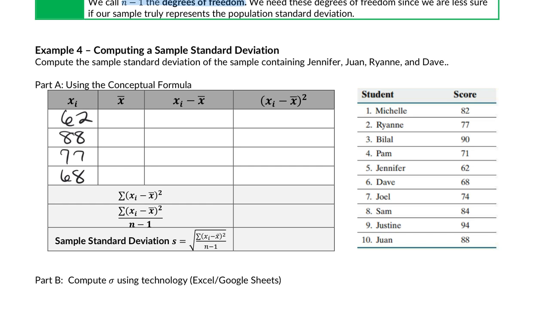Okay, we need to calculate the x bar for this data. So if I come over here to the side and calculate, x bar will be 62 plus 88 plus 77 plus 68, all divided by 4. That's my sample mean. And I'm going to get 73.25. Just kidding, 73.75. So that is the x bar for each and every single row. That doesn't change because that is our sample mean.